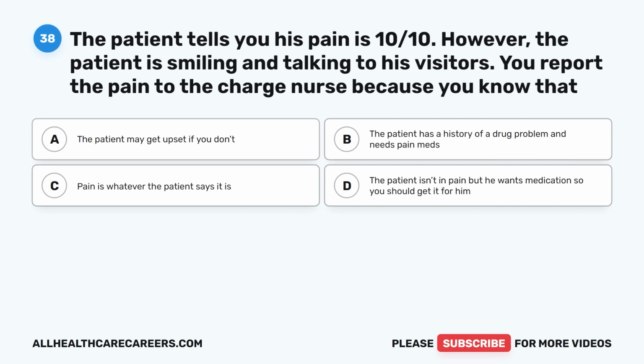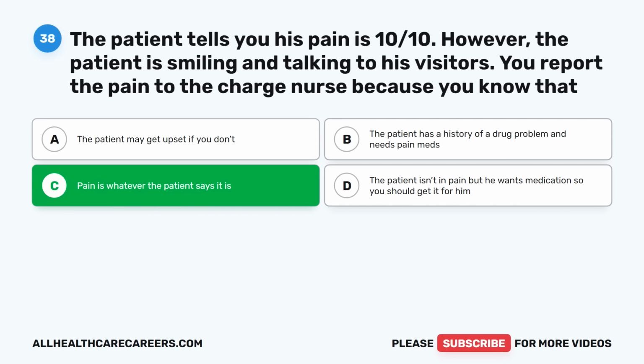Question 38. The patient tells you his pain is 10/10. However, the patient is smiling and talking to his visitors. You report the pain to the charge nurse because you know that A. The patient may get upset if you don't. B. The patient has a history of a drug problem and needs pain meds. C. Pain is whatever the patient says it is. D. The patient isn't in pain, but he wants medication, so you should get it for him.